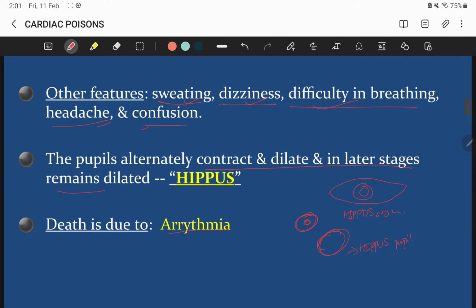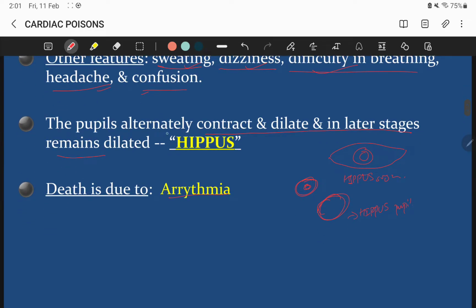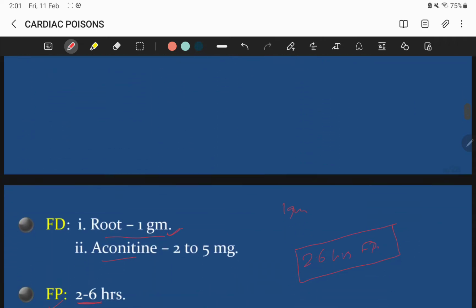confusion. There is one very important clinical feature you can see, known as hippus pupil. The aconite poison causes the pupil to contract first, then dilate, contract and dilate, and in the later stage the pupil remains dilated. That is known as hippus pupil, so don't forget that. The death will be due to arrhythmia.